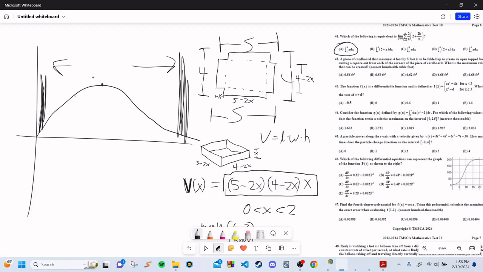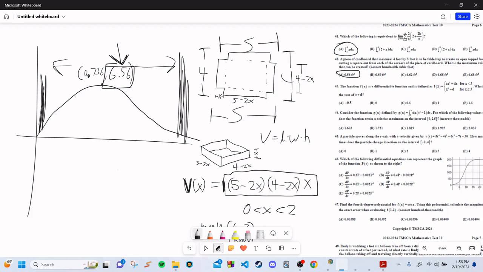The calculator tells me that the point I have here is 0.736, comma 6.56. Now remember, we want to know what the maximum volume is. So that would be our y coordinate. So 6.56 is our answer. So that will be answer choice A.